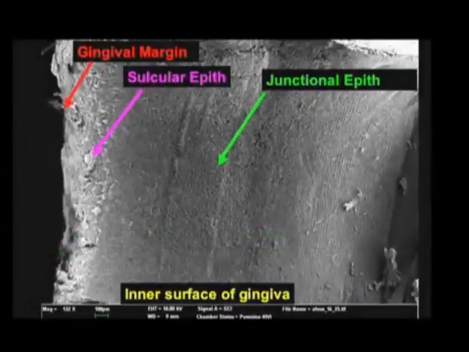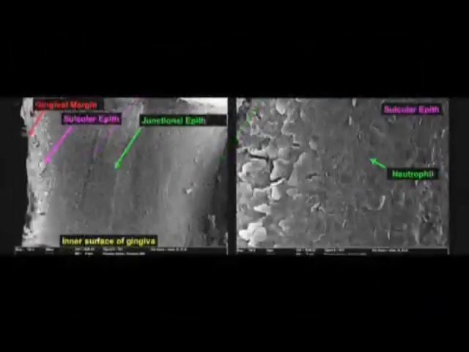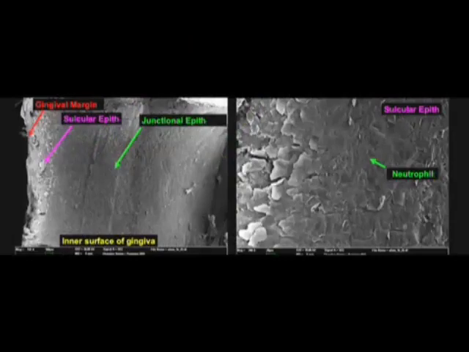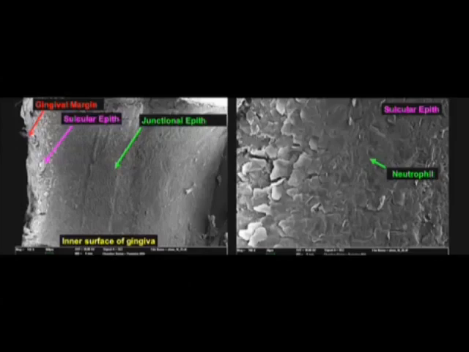Now, an interesting observation, this is the inside of the flap. This is the inside of the gingiva. And we'll be able to look at the sulcular epithelium, the junctional epithelium. Here's the sulcular epithelium. And what you see here, as we move from right to left, you actually watch the epithelial cells desquamating at a rate we know in the human is about every 4 to 7 days. These cells are actually sloughing off into the sulcus.